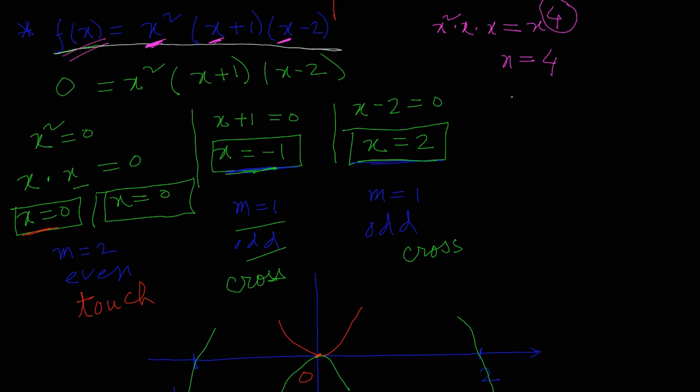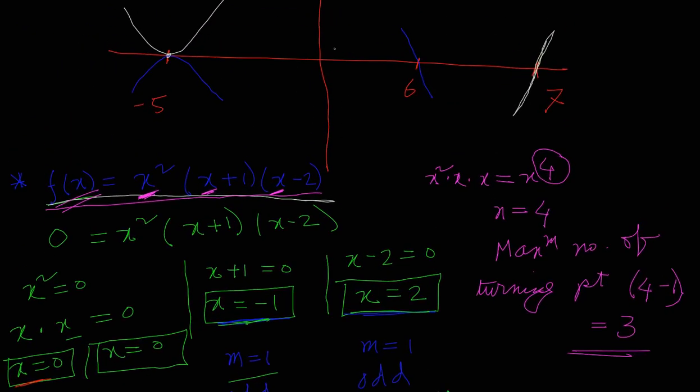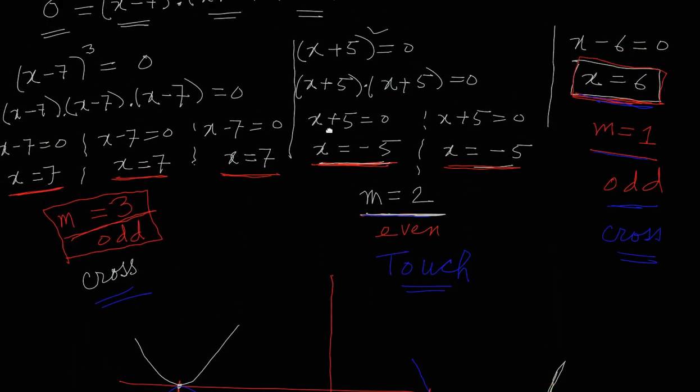So what is going to be my maximum number of turning points for this particular function? The maximum number of turning points will be n minus 1, which is 4 minus 1, equal to 3. So I am going to get at a maximum 3 turning points, no more than 3 turning points for this particular function, right? So let us see our second example.